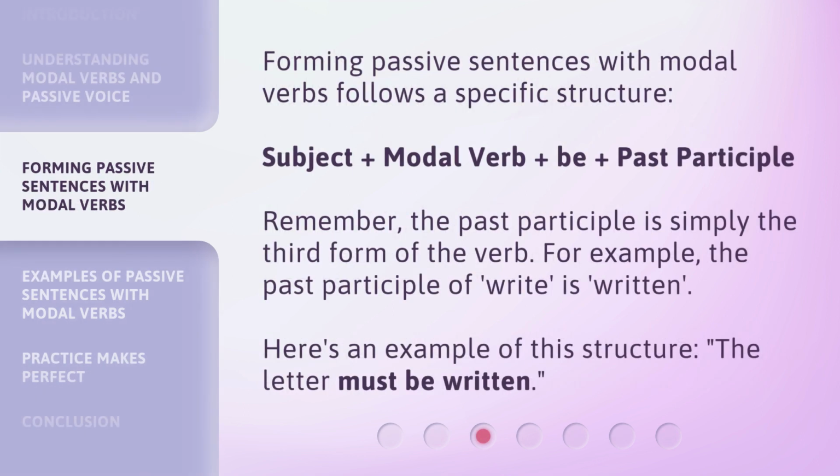Forming passive sentences with modal verbs follows a specific structure. Subject plus modal verb plus be plus past participle. Remember, the past participle is simply the third form of the verb. For example, the past participle of write is written. Here's an example of this structure. The letter must be written.